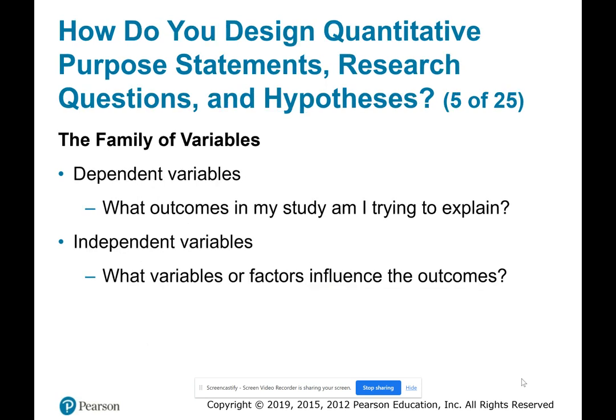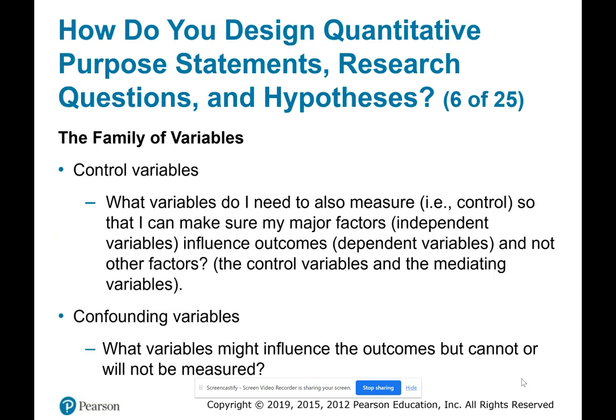A helpful way to think about the different types of variables is to think about them in a cause and effect relationship. What variables influence outcomes? Ask yourself the following. Number one, what outcomes in my study am I trying to explain? That's your dependent variable. Number two, what variables or factors influence the outcome? That's your independent variable.